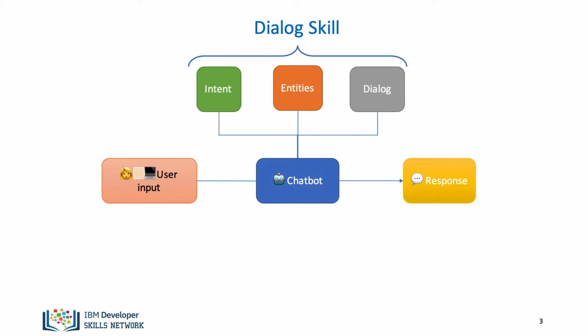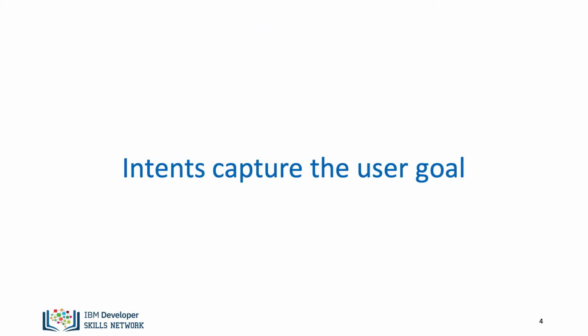The chatbot will use three main components to determine how to interpret the user input and how to respond to it. Intents, the subject of this module, entities, which we'll cover in the next module, and finally the dialogue, which we'll cover in Module 4. When you create a chatbot in Watson Assistant, the first thing you do is create a dialogue skill, which will contain these three components. Intents are the most important component because they try to determine what the user wants. What are they asking for?